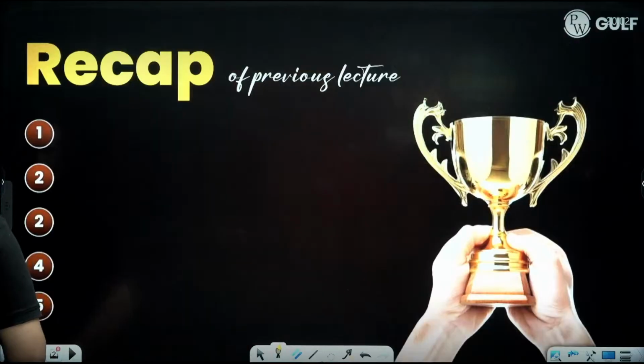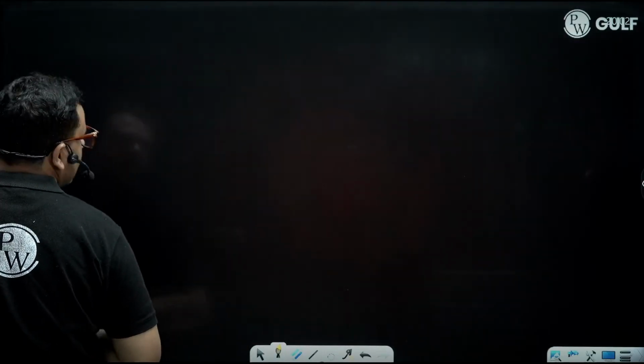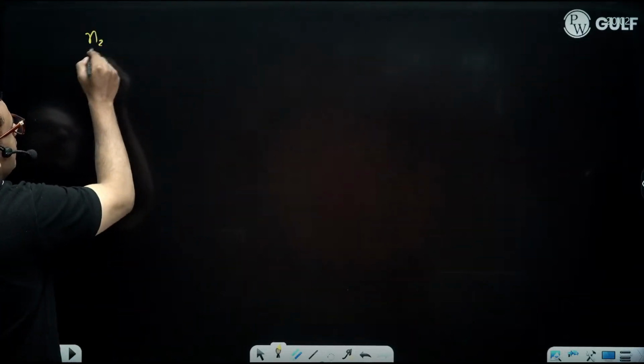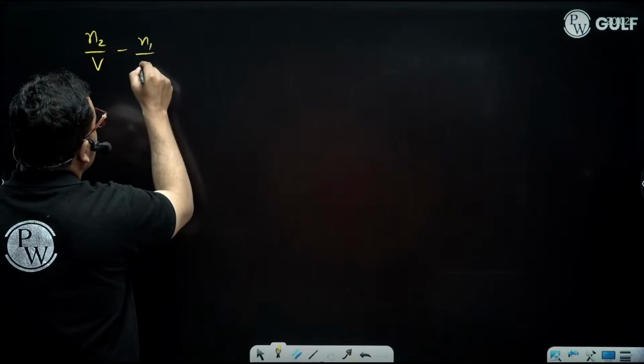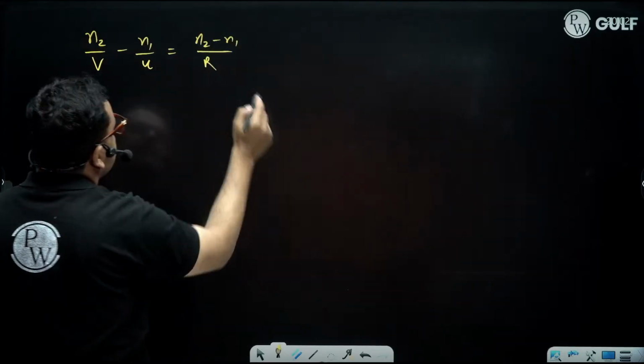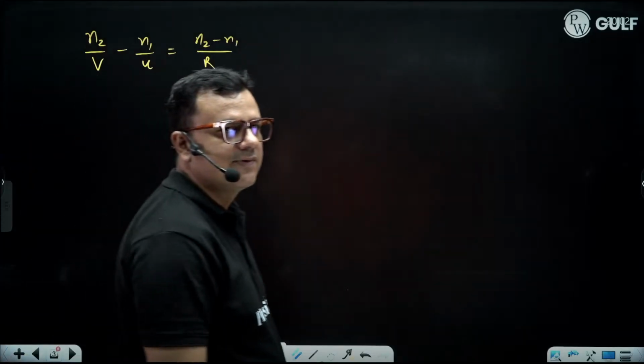Now, my dear friends, in previous classes we have discussed the refraction through the spherical surface, and we get the formula n2 upon v minus n1 upon u equal to n2 minus n1 upon r. This is the formula for the refraction through the spherical surfaces.